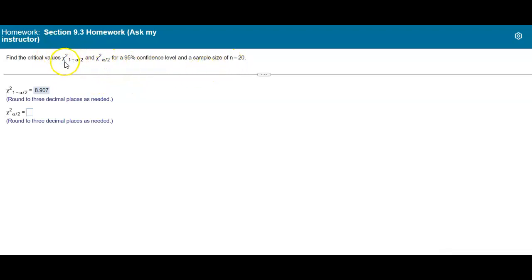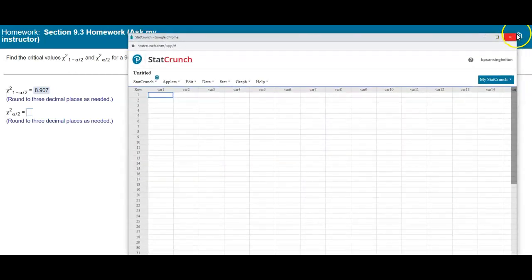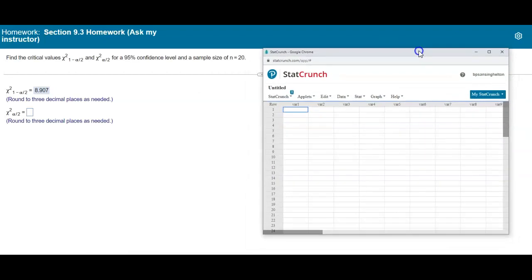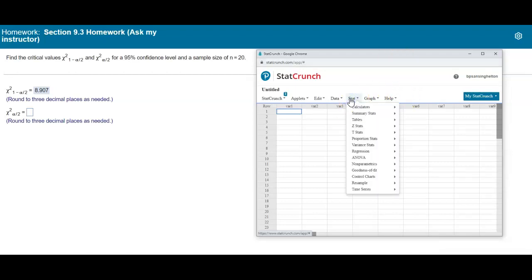Now, since we were given chi-square, that helps us narrow down what to do. And I'm going to use StatCrunch. There's a couple of different options depending on what is given, so you have to pay attention. Now, we don't know anything at all about the situation except for the sample size. And so if I go into Stat, we can go into calculators and we can go to chi-square.